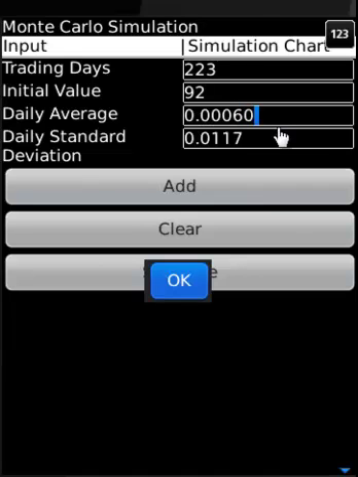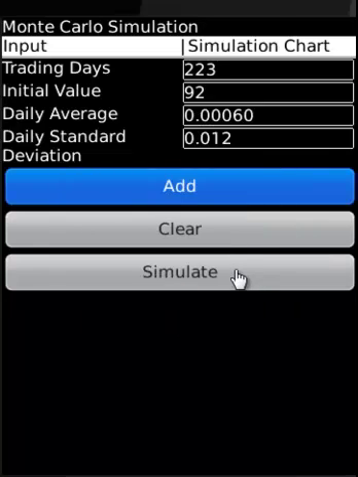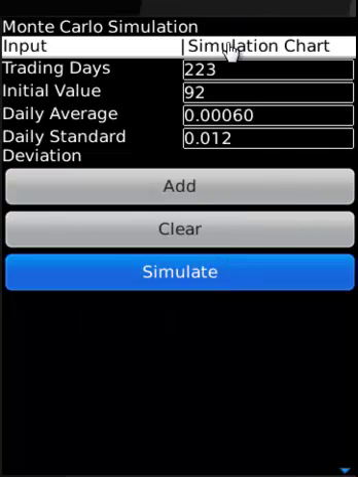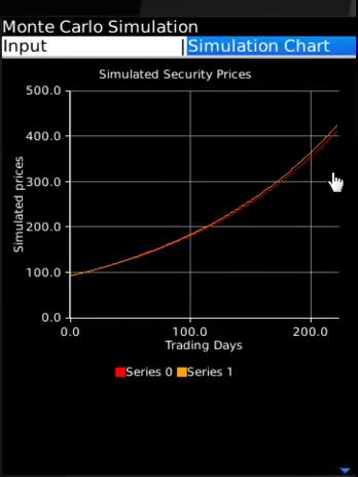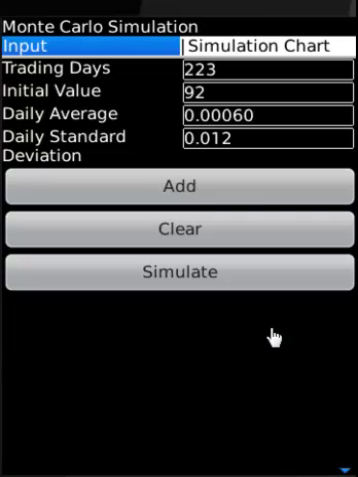Now let us make a slight change to that. So 60 for example, and we make it 2. That is the second data point we added. Now we press simulate and let us see. This is the price simulation for the data we just entered. With this we just covered the Monte Carlo simulation BlackBerry application. Thank you.